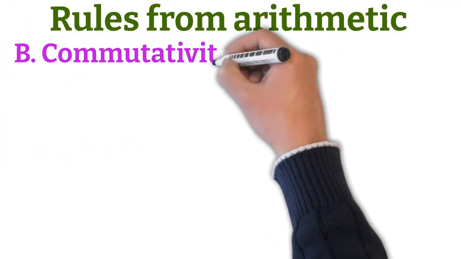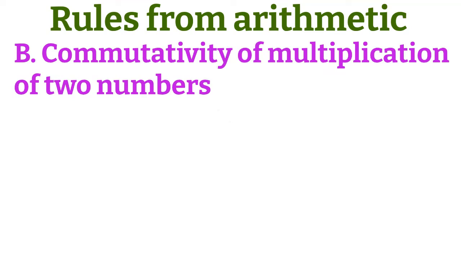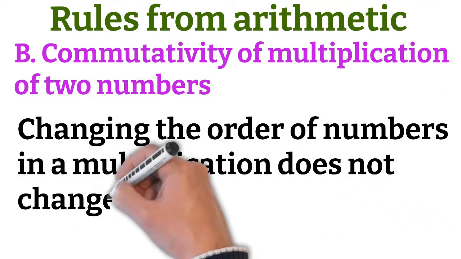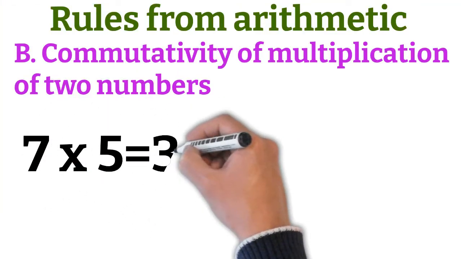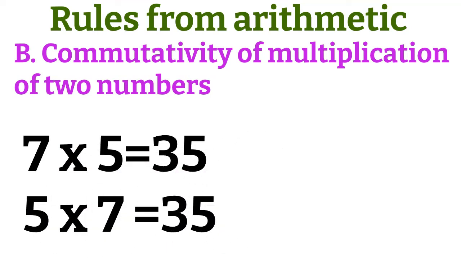Next is commutativity of multiplication of two numbers. Commutativity or commutative property of multiplication says that changing the order of numbers in a multiplication does not change the value of their product. For example, 7 into 5 equal to 35. 5 into 7 is also equal to 35.